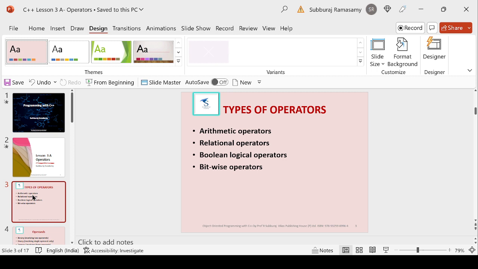Now, when we're discussing types of operators, in all there are 4 types of operators. We'll look at each one of them right now. The arithmetic operators, you know them: plus, minus, multiplication, division, and modulus. Then relational operators, logical operators, and bitwise operators. I'll discuss them in detail.